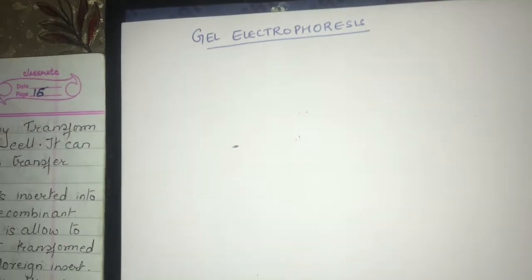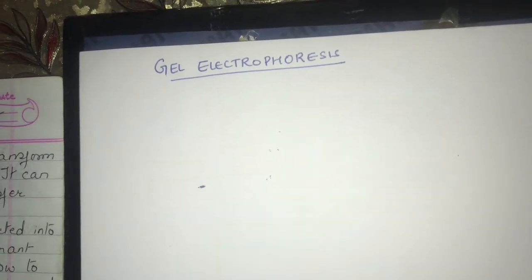Okay, so the next topic for this unit, biotechnology, is gel electrophoresis. Gel electrophoresis is the process of separation of DNA fragments. It is the process where DNA fragments are separated based on filtration in the gel-like substance, based on gel filtration as well as electrophoretic mobility of the DNA molecule.